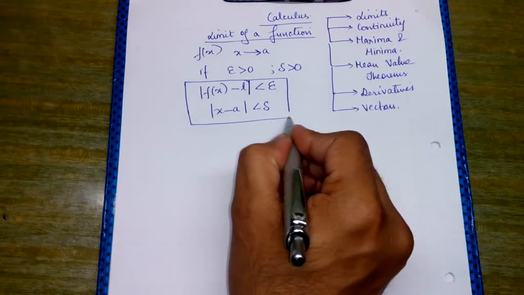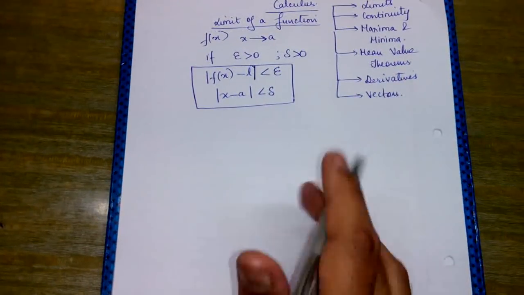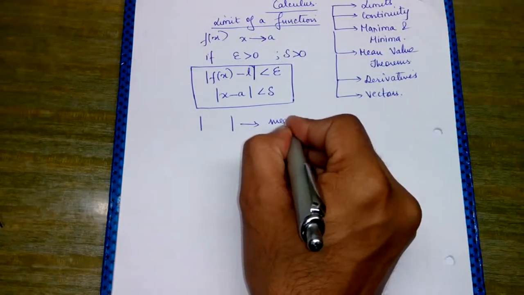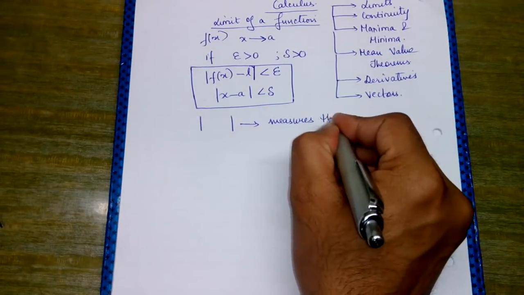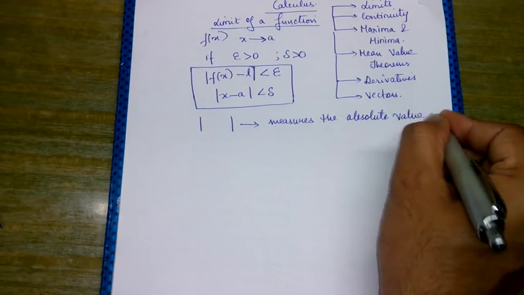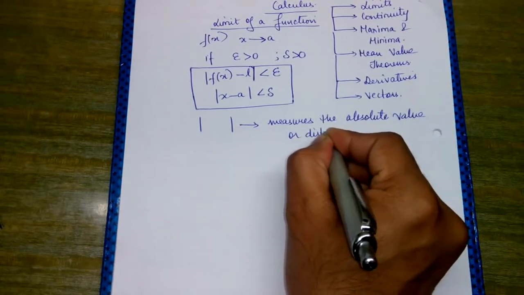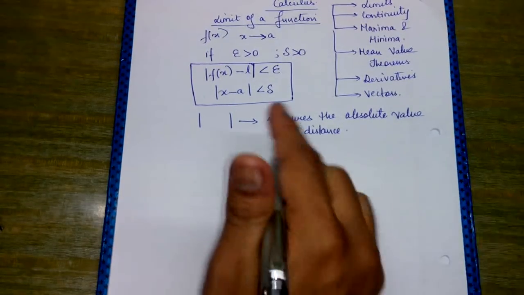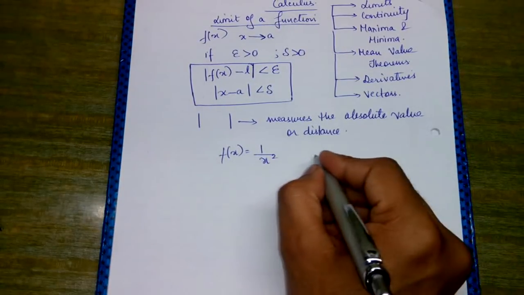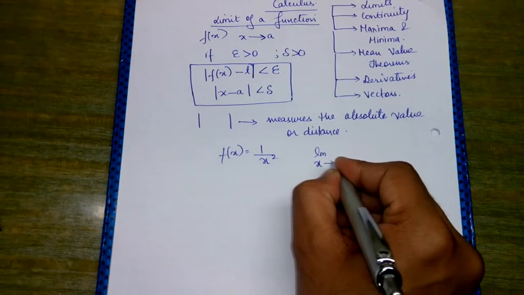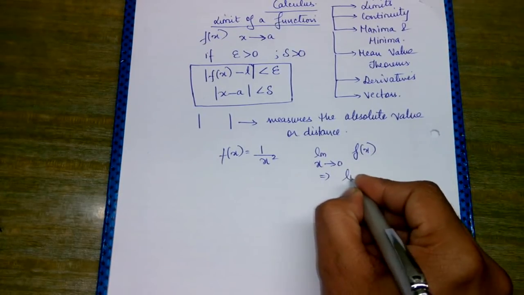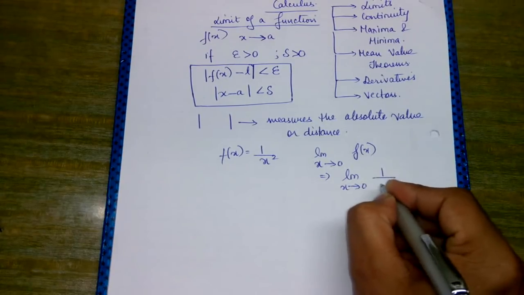This is the actual definition for the limit of a function, and the two vertical bars simply mean the absolute value, or simply the distance in terms of vectors. For example, we have f(x) equals 1 upon x squared, and the limit is such that x is tending to 0, so limit x tends to 0 of 1 upon x squared.